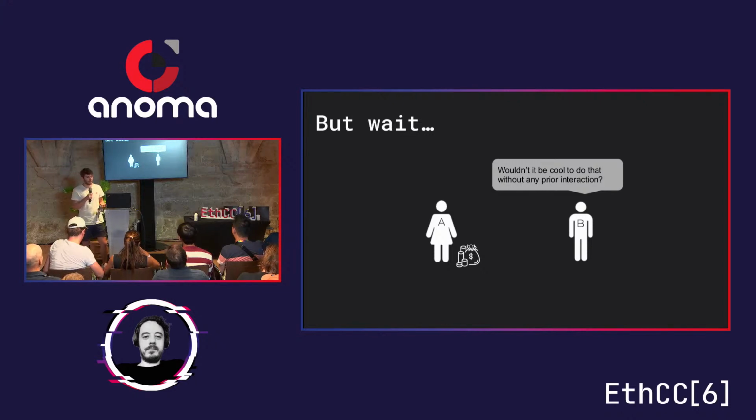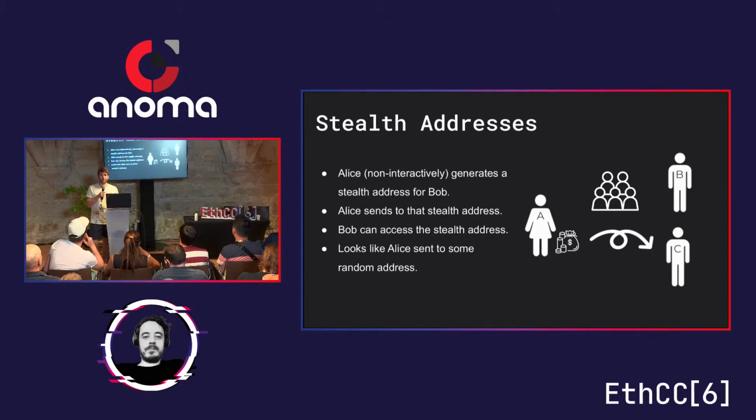The problem here is, at some point, Bob would be like, okay, that was quite smooth, but wouldn't it be even smoother if we could do that without having any prior interaction? And this is exactly the point where both of them might at some point discover stealth addresses. What stealth addresses allow Alice to do is to generate an address in the name of Bob, knowing that only Bob will be able to generate the private key to that address. So without any prior interaction, Alice can generate an address for Bob, send funds to that address, and know that only Bob can access those funds in the end.